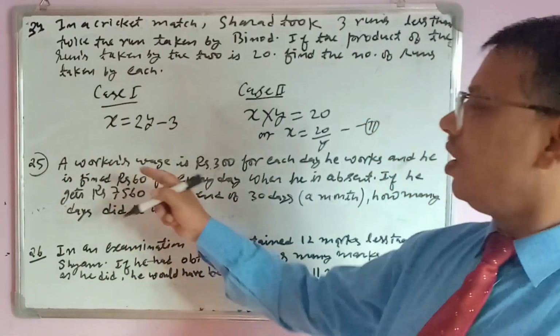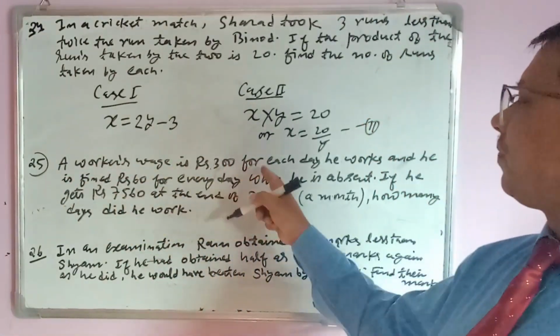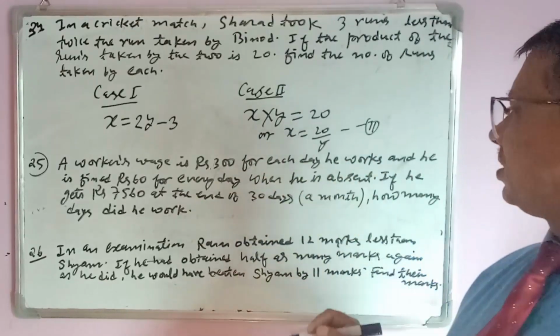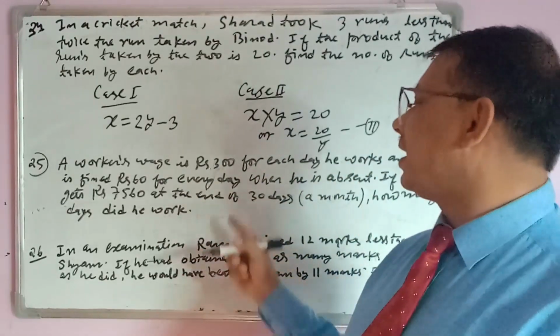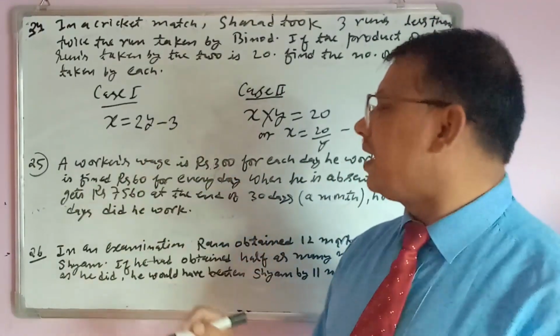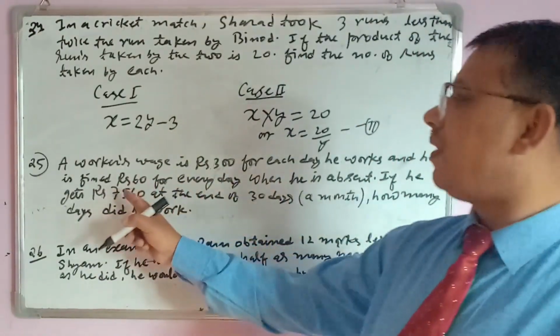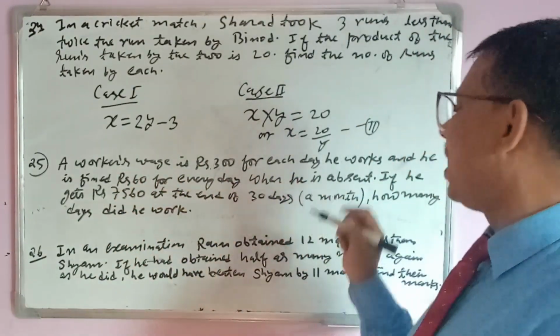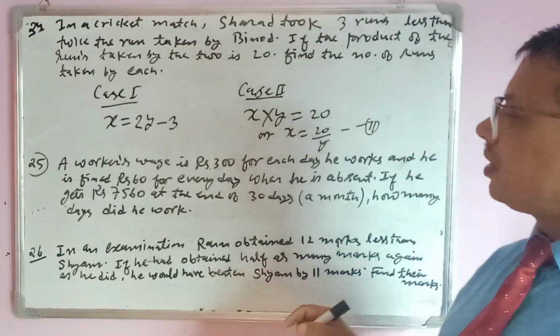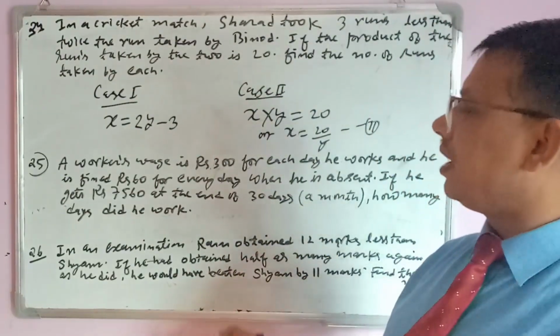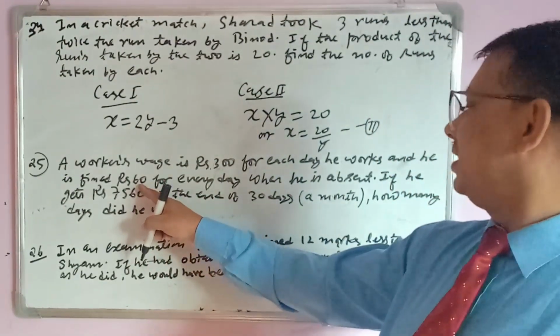Read the question. A worker's wage is 300 rupees for each day when he works, and he is fined rupees 60 for every day when he is absent. If he is absent from work, then he'll be fined rupees 60.